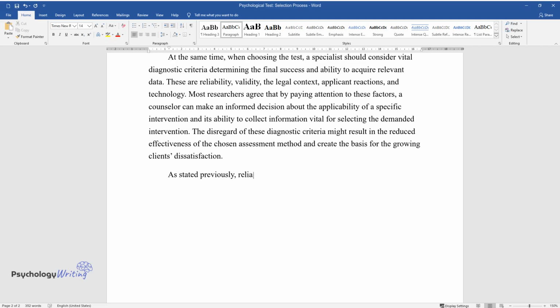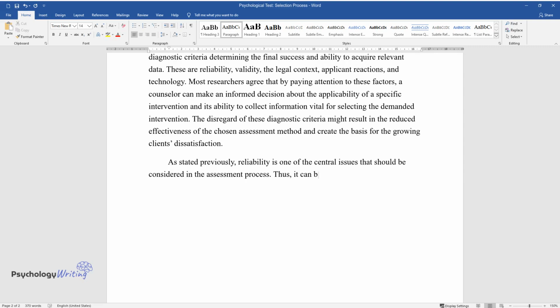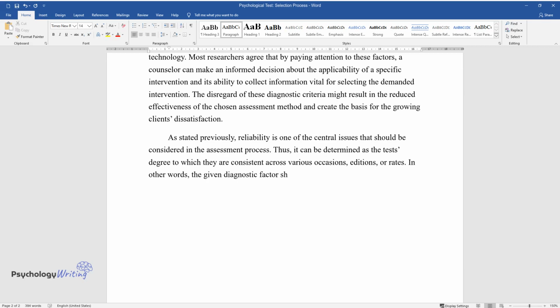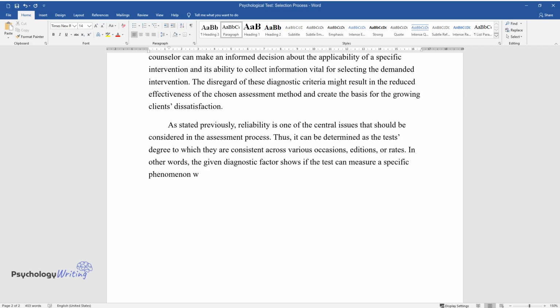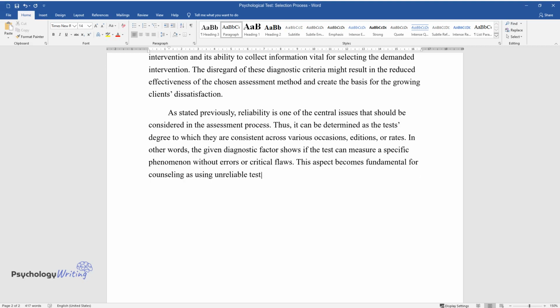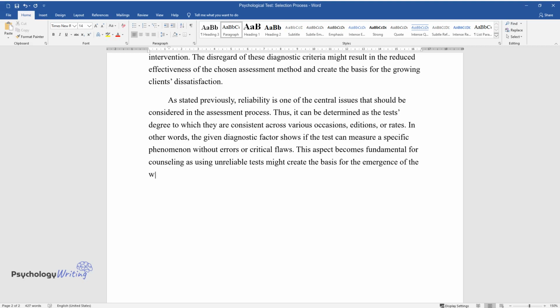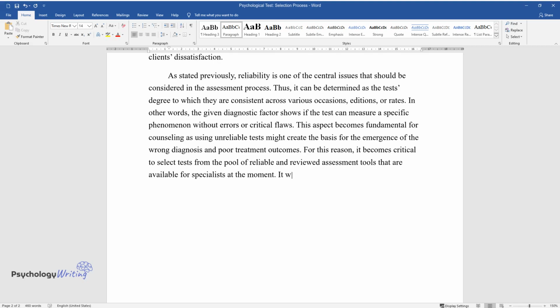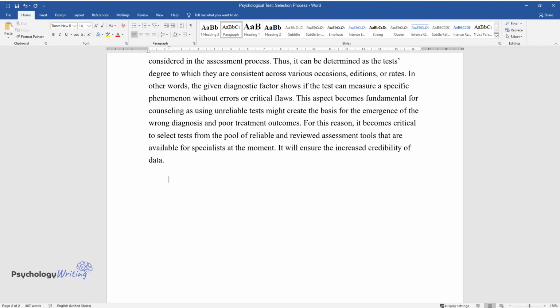As stated previously, reliability is one of the central issues that should be considered in the assessment process. Thus, it can be determined as the test's degree to which they are consistent across various occasions, editions, or rates. In other words, the given diagnostic factor shows if the test can measure a specific phenomenon without errors or critical flaws. This aspect becomes fundamental for counseling as using unreliable tests might create the basis for the emergence of the wrong diagnosis and poor treatment outcomes. For this reason, it becomes critical to select tests from the pool of reliable and reviewed assessment tools that are available for specialists at the moment. It will ensure the increased credibility of data.